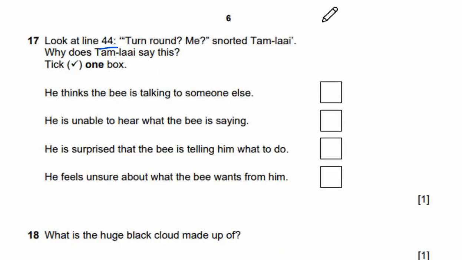So if we see the options, he thinks the bee is talking to someone else. It's not the option. He's unable to hear. Not really. He's surprised. It will be the correct answer. The bee is telling him what to do. He feels unsure about what the bee wants from him. So we take this one. Question 17. Next, question 18.